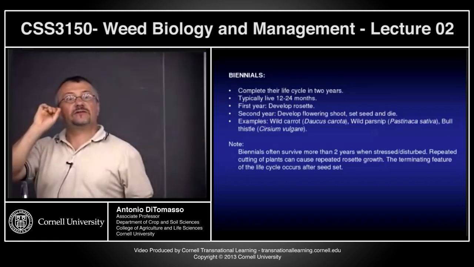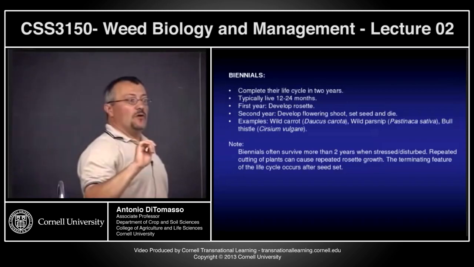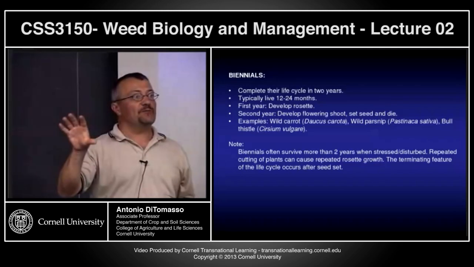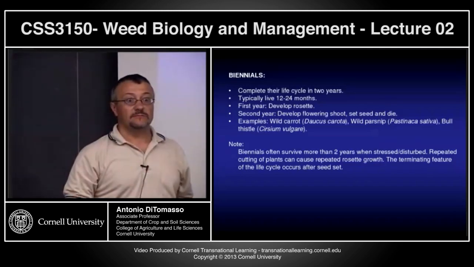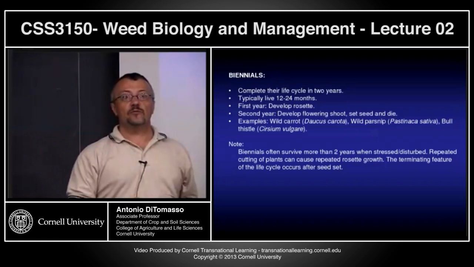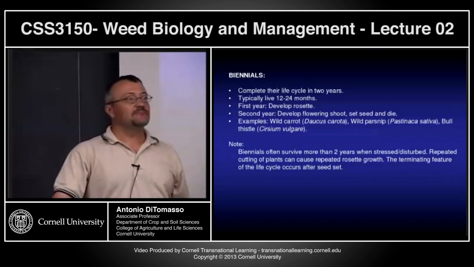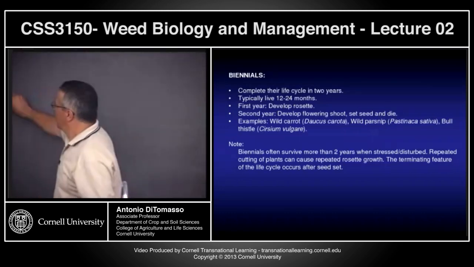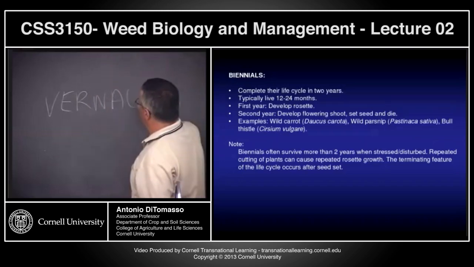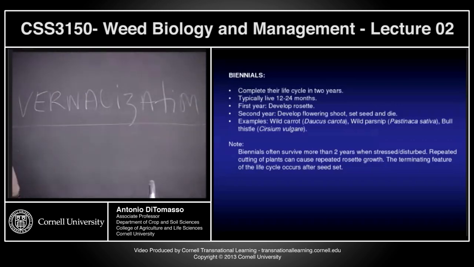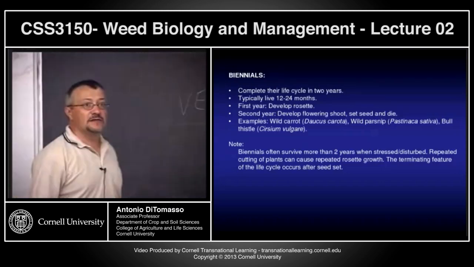Does anybody know what the correct term is for the process where the plant goes through a winter and the cold temperatures stimulate flowering? So, a cold period that stimulates flowering. What is the correct term that's used botanically? Vernalization. Vernal means winter. Vernalization is the process where a cold temperature or cold period is required to stimulate flowering.